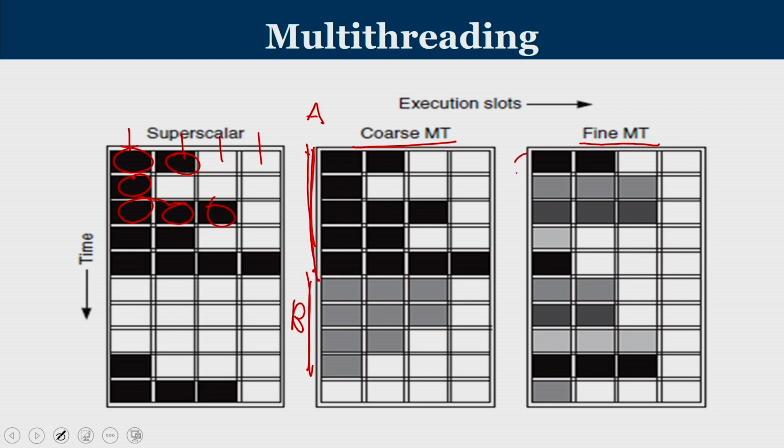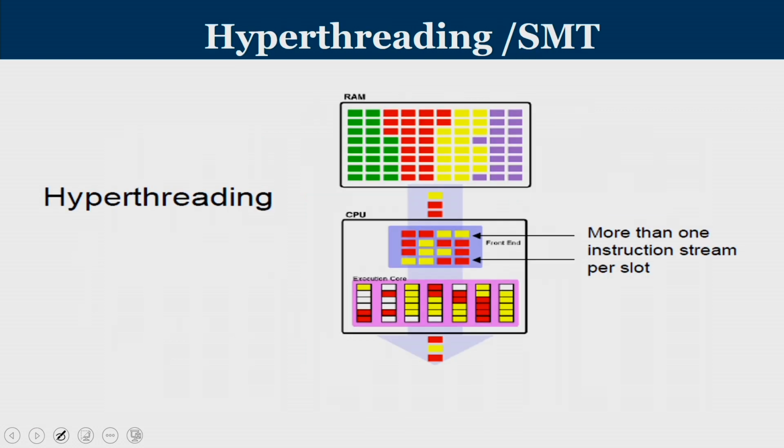And fine multi-threading means that every cycle there is a switch. I am not going to operate on program A only for the next few clock cycles. So if the switching between the tasks is very frequent, we call it fine-grained multi-threading. If the switching is not that frequent, we call it coarse-grained multi-threading.